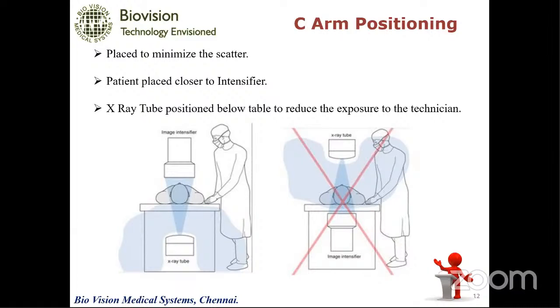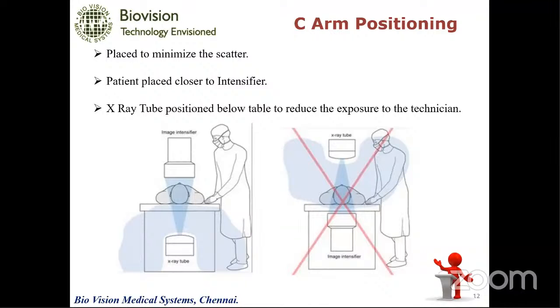The thing is, the patient as well as the technician must be exposed to very little radiation. That is the basic idea, because radiation has its own harmful effects, as you will be knowing. So to overcome this, we have to ensure that both the patient as well as the technician are exposed to minimum radiation. So the first thing is you have to position the C-arm such that the radiation is minimized both to the patient as well as to the user.